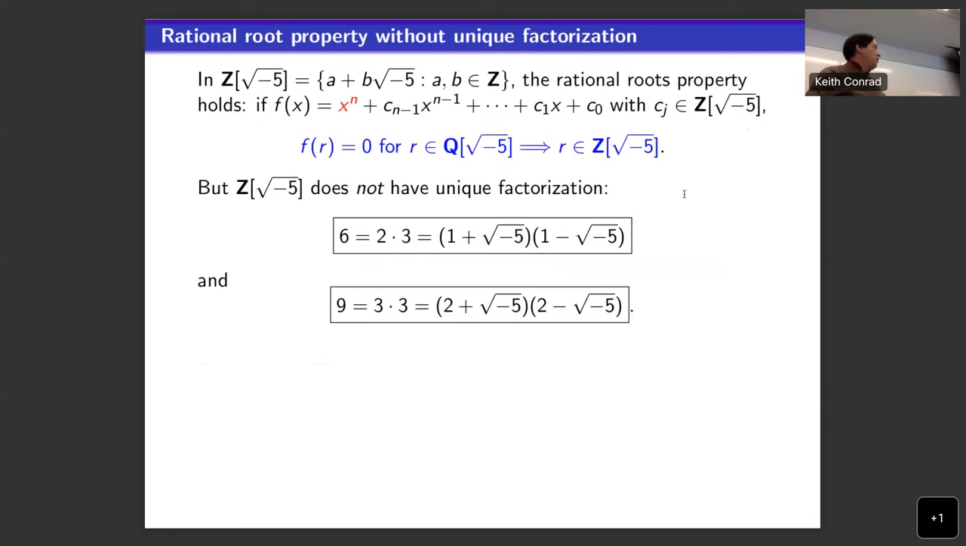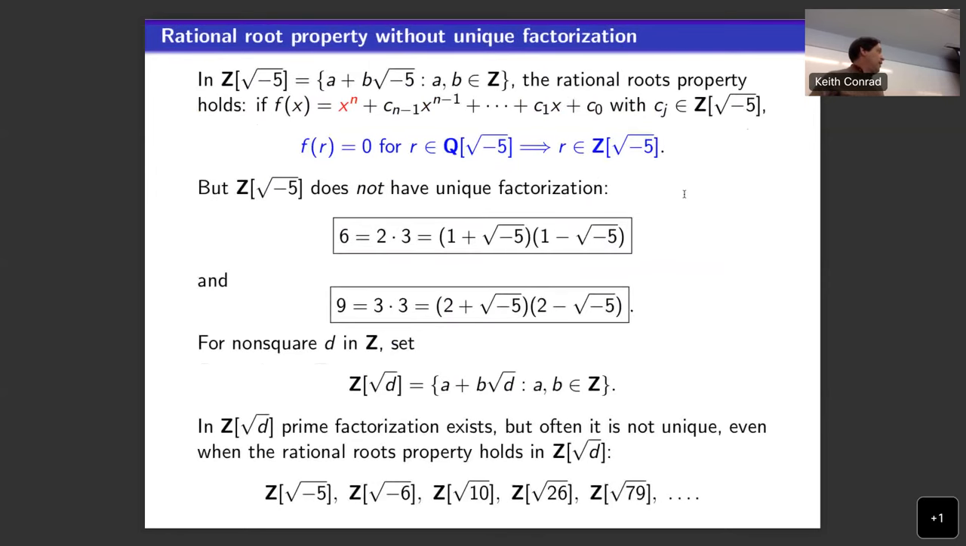You can have examples like Z[√-5] where you don't have unique factorization, and here are two examples of numbers with different prime factorizations where the rational root property holds, but unique factorization doesn't hold. So we can have that happen. And in fact, quite generally, for any non-square integer d, if we take Z[√d], there are lots of examples listed along the bottom where the rational root property holds, but unique factorization does not hold. Not just Z[√-5], but many, many other examples.